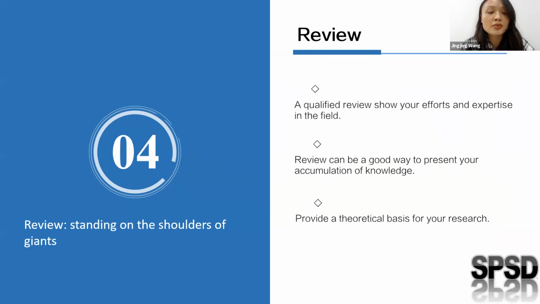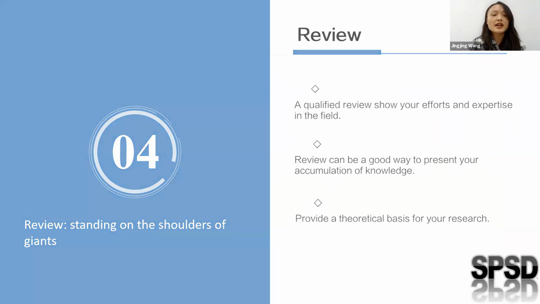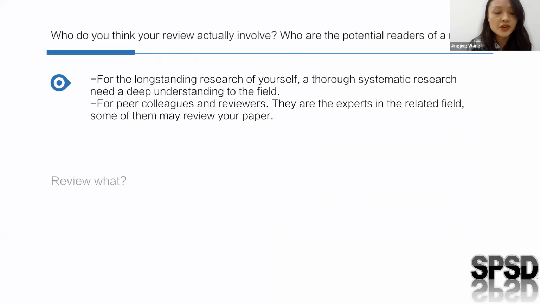Advantageous element in your paper. Many people can make their results fabulous and delicate, but a qualified review will show your effort and expertise in the field. Review can provide a good way to present your accumulation of knowledge and provide a theoretical basis for your research. Here, I got a question for you.